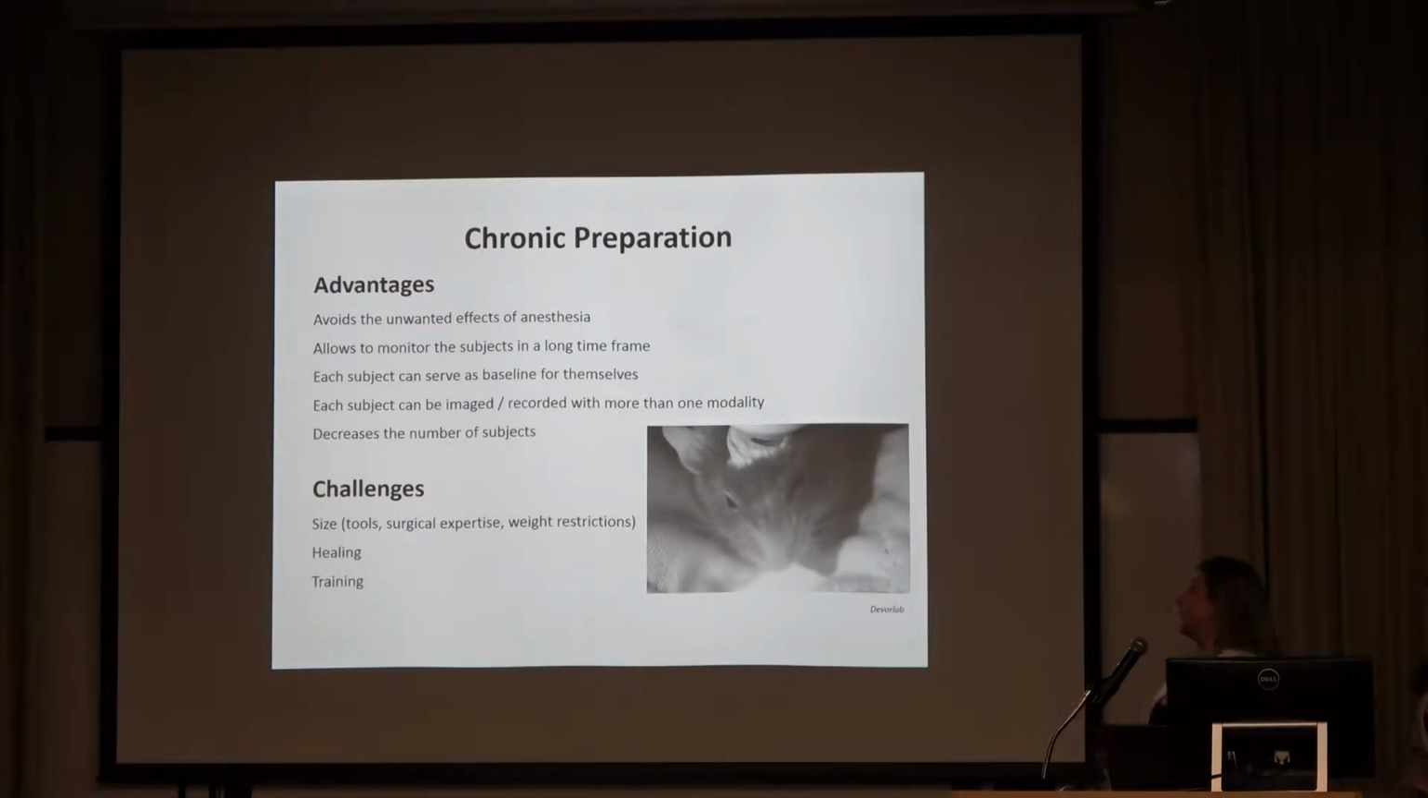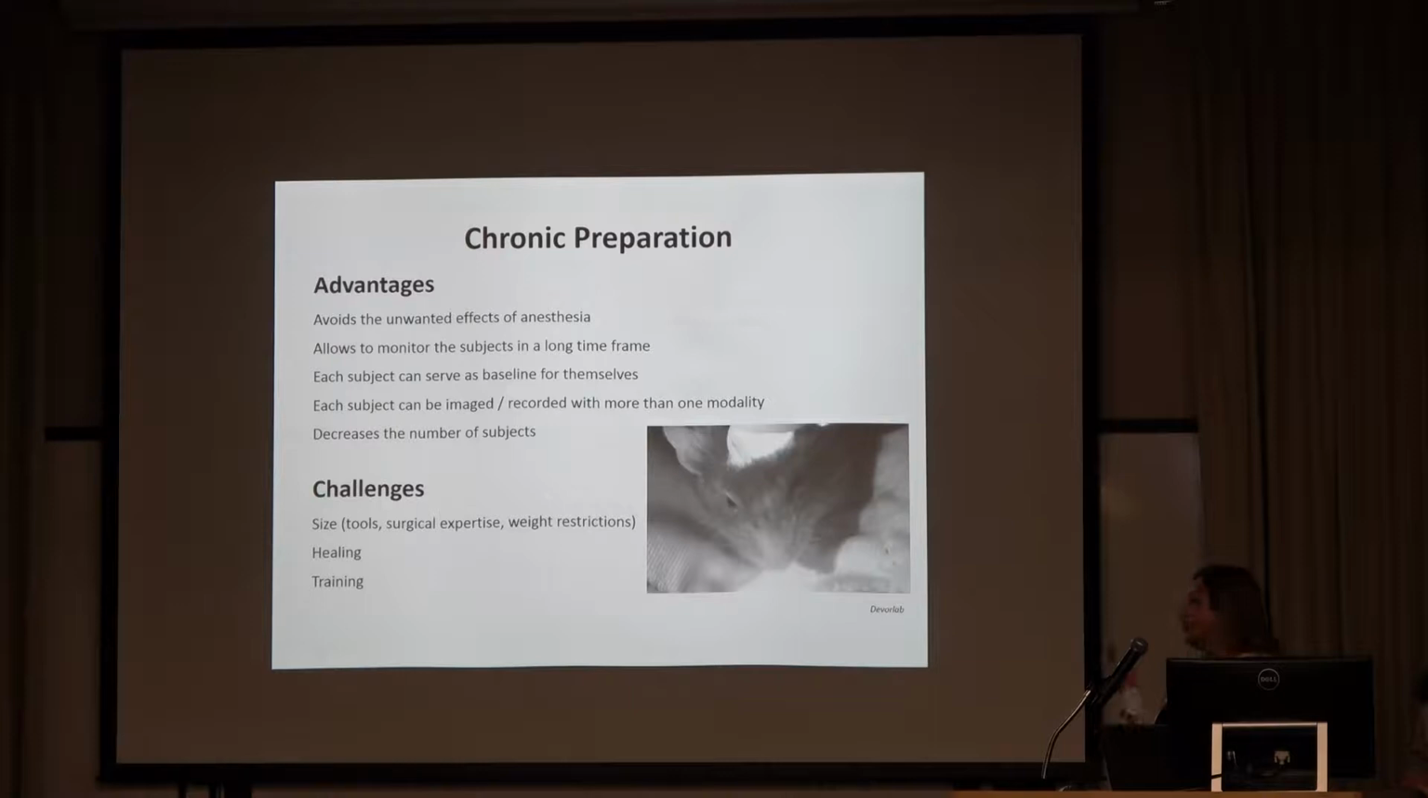So why do we need chronic preparations? Because when you have chronic preparations, you can image the mice awake, so you don't have to deal with all the unwanted effects of anesthesia. Also, you can take a subject and monitor it over a long period of time. And they can act as a baseline for themselves, and they can be imaged with different modalities. When you do acute experimentation, usually you can only image with one modality because it's just prepared for that, and you have a limitation of time. And it decreases the number of subjects, so fewer mice, which is good for us.